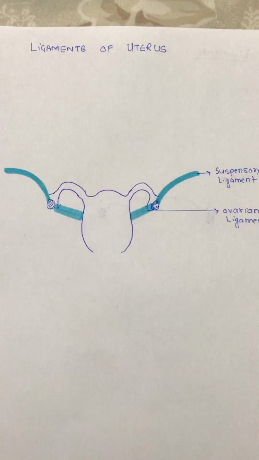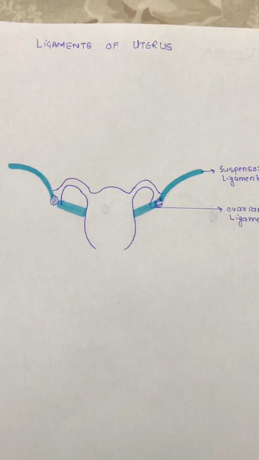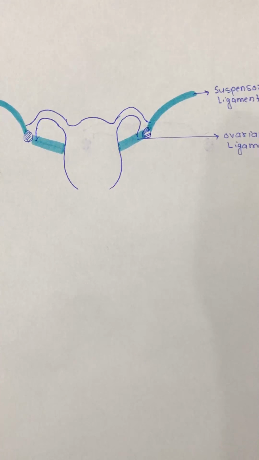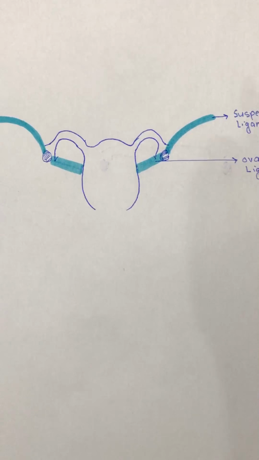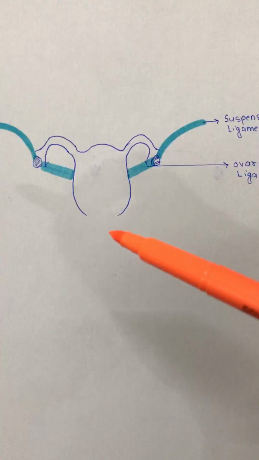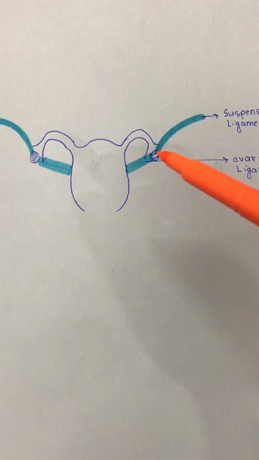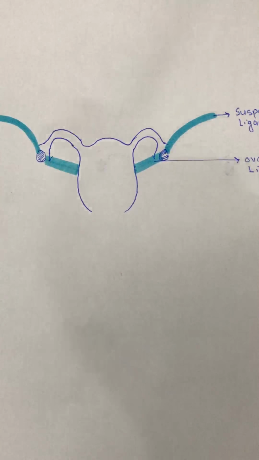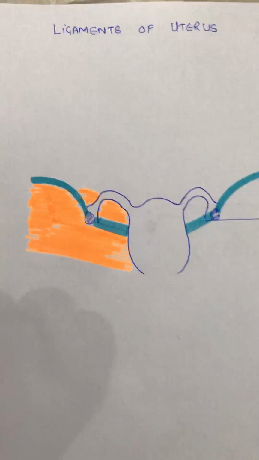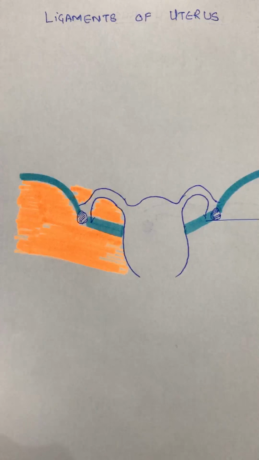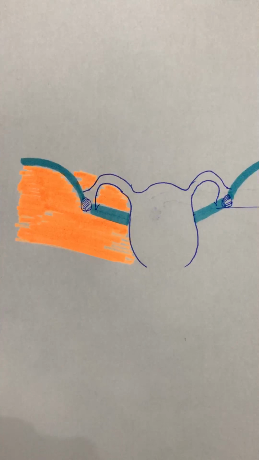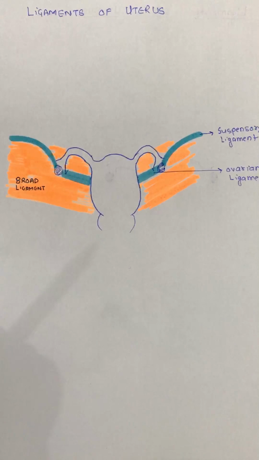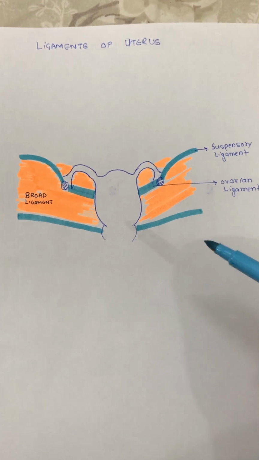Now we come to the supports of the uterus. Remember that there is a huge ligament called the broad ligament that attaches the uterus, the fallopian tubes and the ovary with the lateral pelvic wall. So this orange ligament is the broad ligament connecting the uterus, the fallopian tubes and the ovary to the lateral pelvic wall. Now comes the cardinal ligament.